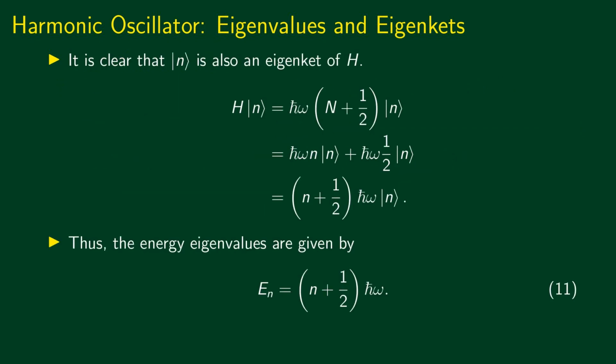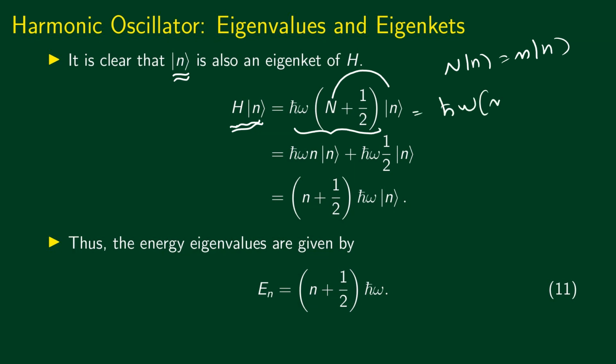Since the number operator commutes with the Hamiltonian, the eigenkets of the number operator are also the eigenkets of the Hamiltonian. Let's now find the eigenvalue equation for the Hamiltonian. For this, let's check the effect of the Hamiltonian operator on ket n. We just substitute H is equal to h bar omega (n plus half). Now we can use the eigenvalue equation because n acting on ket n is equal to n multiplied by ket n. Using this, we can write this as h bar omega (n plus half) multiplied by ket n. We have just used the eigenvalue equation.